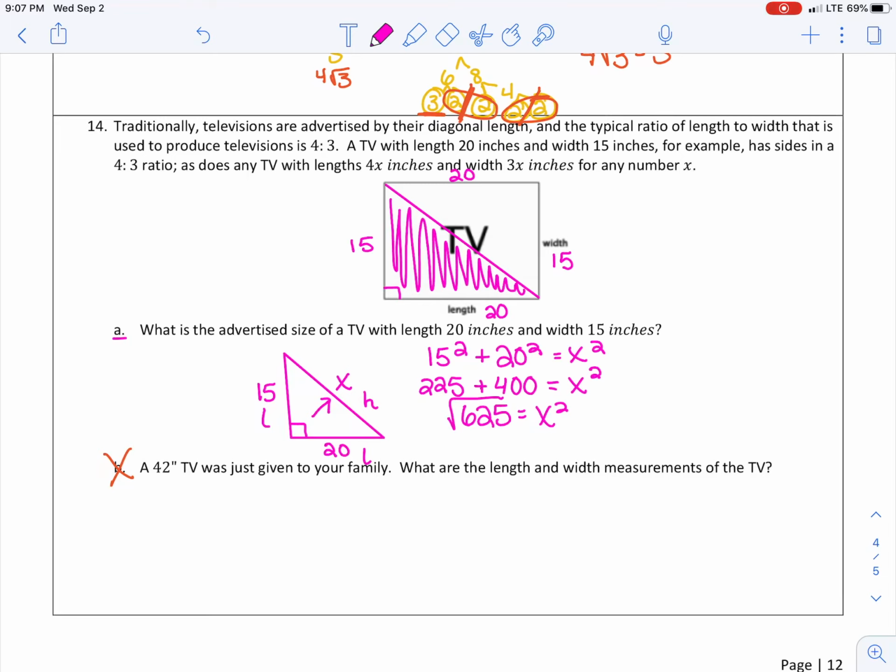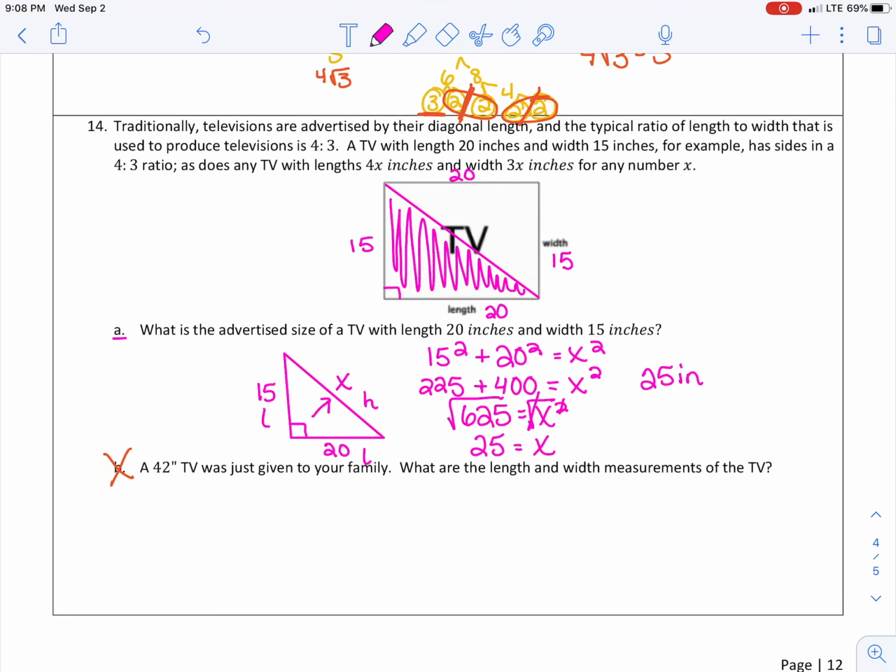If we take the square root on both sides, our square root and our square cancel, and the square root of 625 is actually 25. So we get 25 is equal to x, which means if they were to advertise this TV, they'd say it is a 25-inch TV.